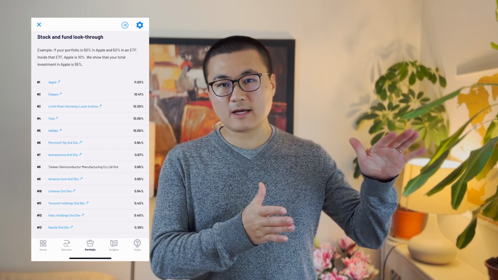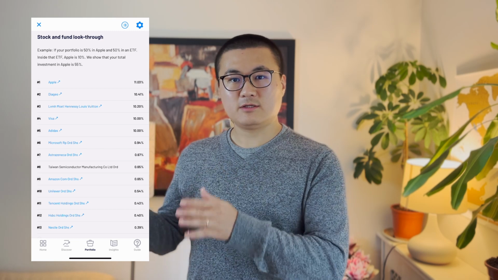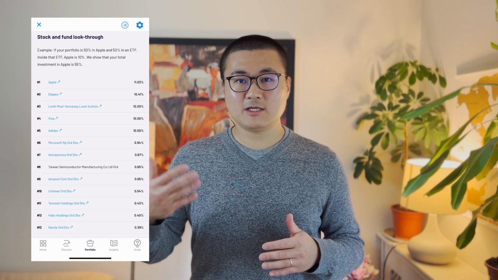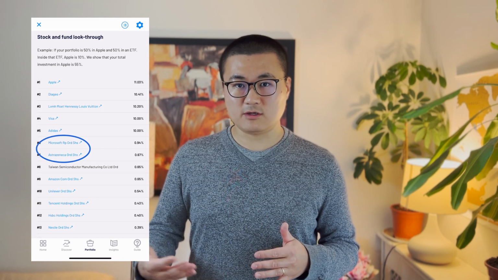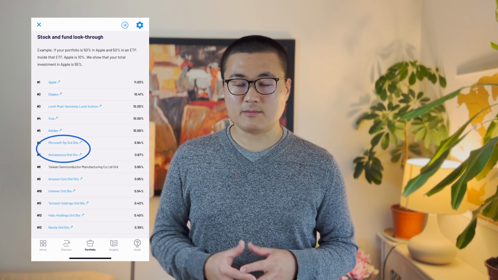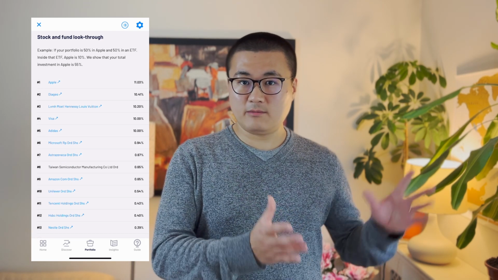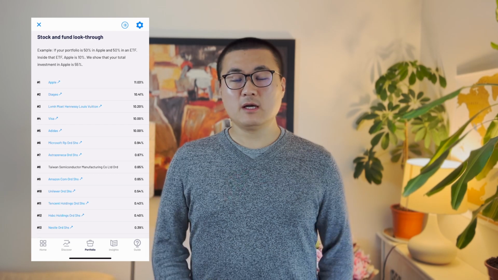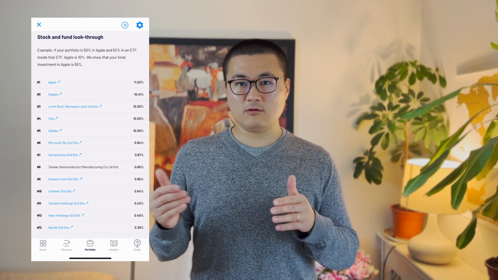Once we do that, we keep doing the same for other stocks inside those funds. That is why you see companies like Microsoft and AstraZeneca start to show up, even though you don't have them on the stock part of the portfolio. So this is our feature of stock and fund look-through. Hopefully with this simple feature, it gives you better insights into what you truly hold.